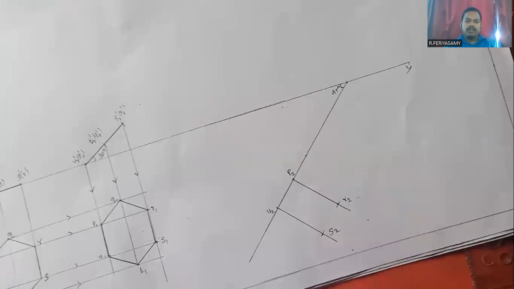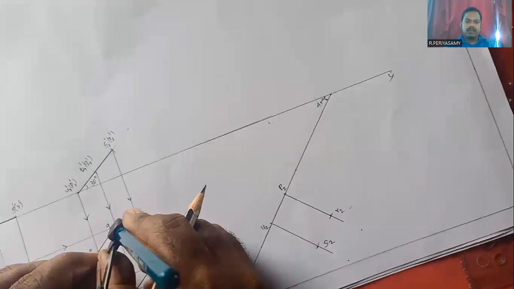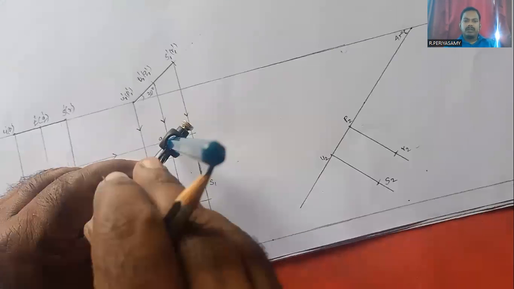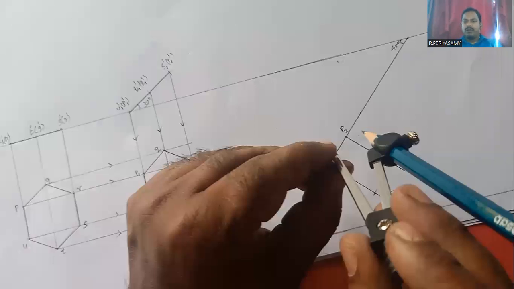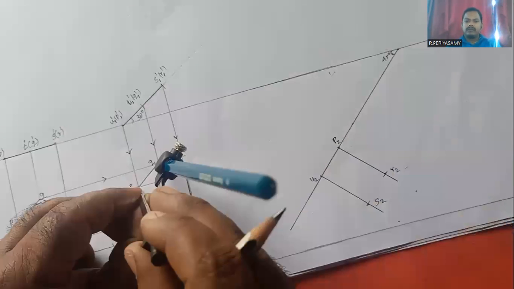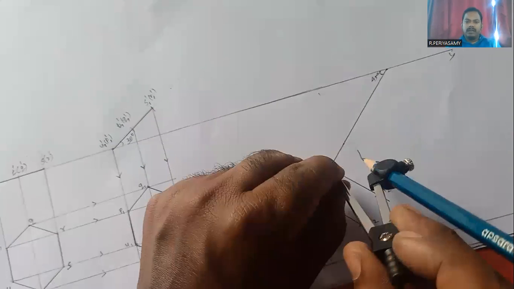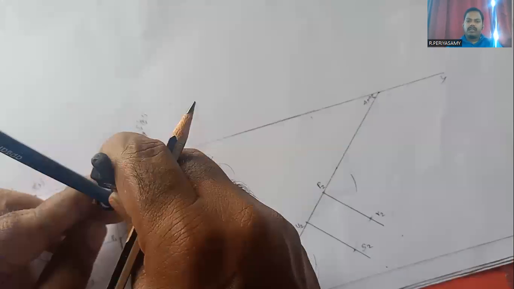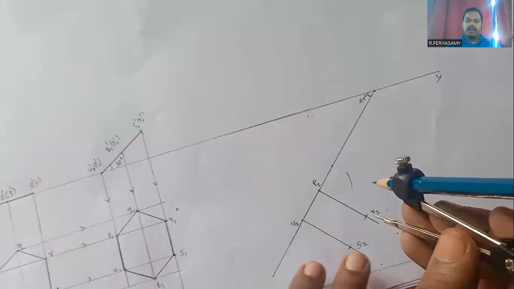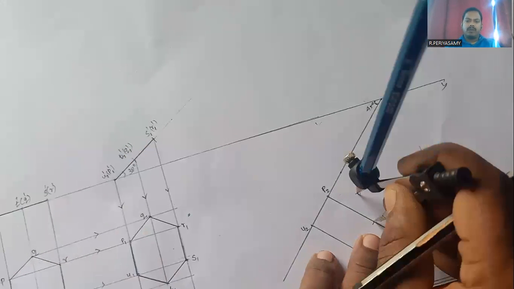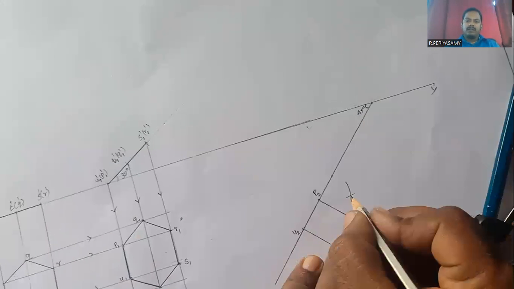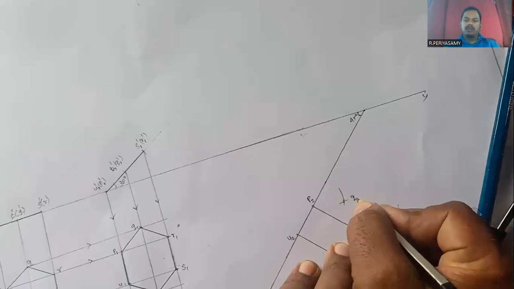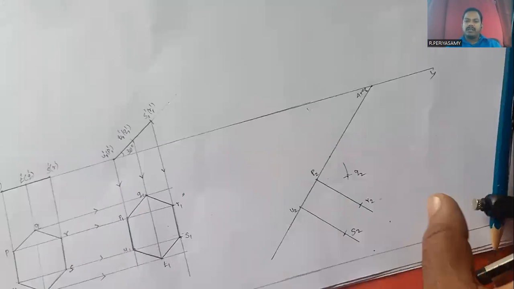Next, we have to find Q2 and T2. For that purpose, I measure P1 to Q1, keep the compass at P2 and make an arc. Next, I have to measure R1 to Q1, keep the compass at R2 and make an arc. The point where these two arcs meet is marked as Q2.